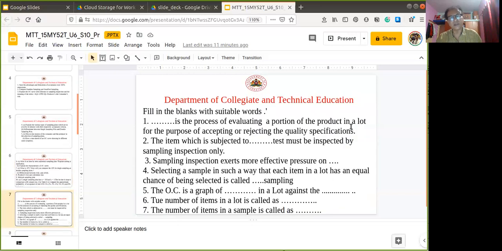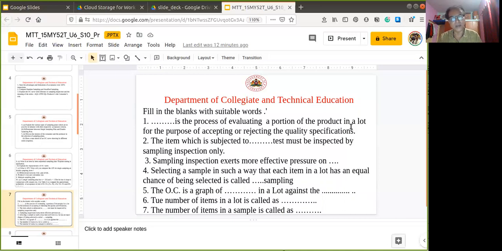The next one is the fill in the blanks. The first fill in the blank says: dash is the process of evaluating a portion of the product in a lot for the purpose of accepting or rejecting the quality specifications. So I can say that acceptance sampling is the process of evaluating a portion of the product in a lot. A portion means what? We are going to take some sample pieces from the given lot.